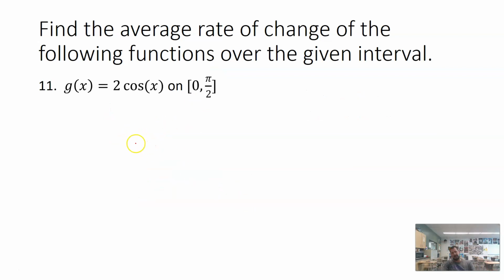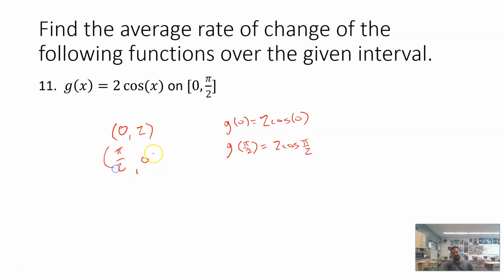On this one, I do the same thing. I know it's a little bit different because we've got 0 and we've got pi halves. But if I take 0 and I plug that in, g of 0 in this case gives me 2 times the cosine of 0, which is 2. Then I go g of pi halves. I take pi halves, I plug it in. 2 times the cosine of pi halves. Cosine of pi halves is 0, so 2 times 0 is 0. So there's my 2 points right there. So I just go 2 minus 0 over pi halves minus 0.